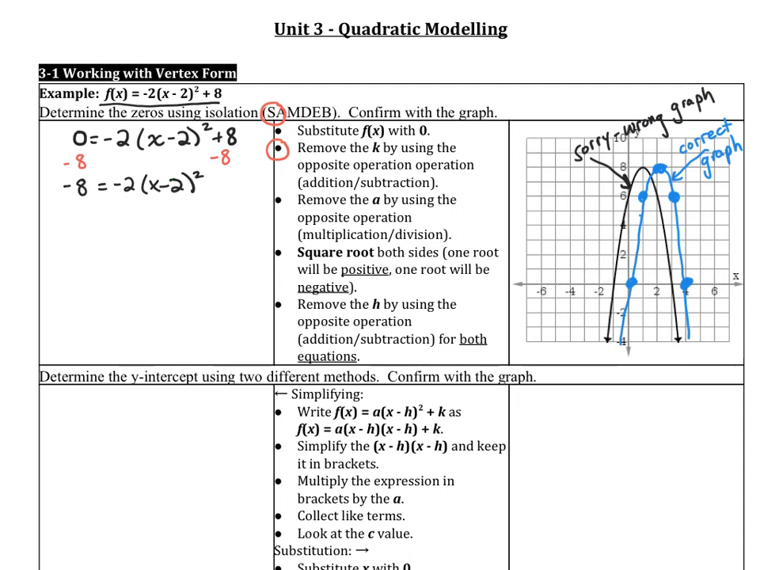The next step is to get rid of whatever is being multiplied or divided. In this case, it is the a value of negative 2. So you're going to remove the negative 2 from both sides. Doing that is the opposite operation, so that would be divide. You're going to divide both sides by negative 2. And this is what you end up with.